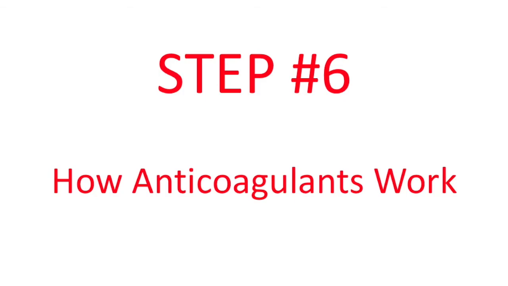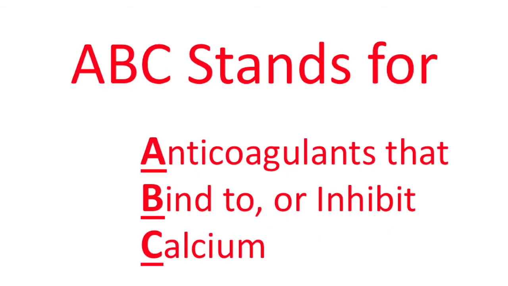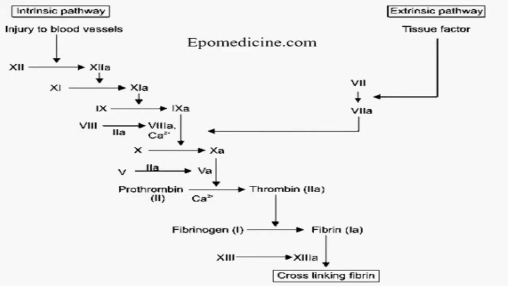How anticoagulants actually work. We have 2 steps here. Part 1 is the ABC3 rule. ABC stands for anticoagulants that bind to or inhibit calcium. So here we have a coagulation cascade.